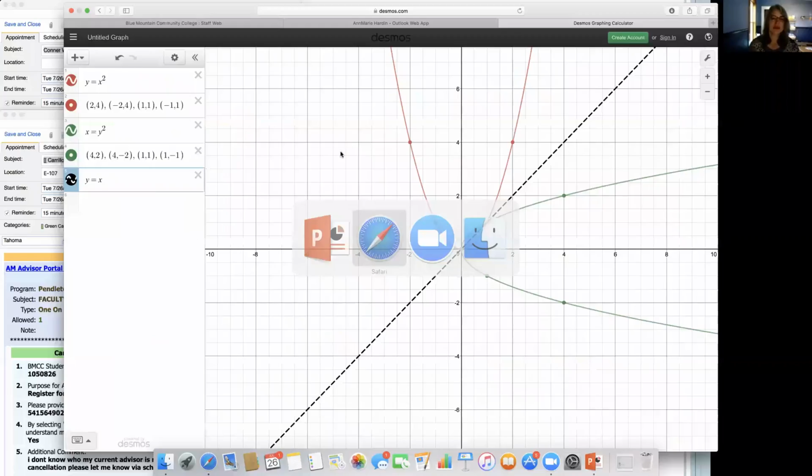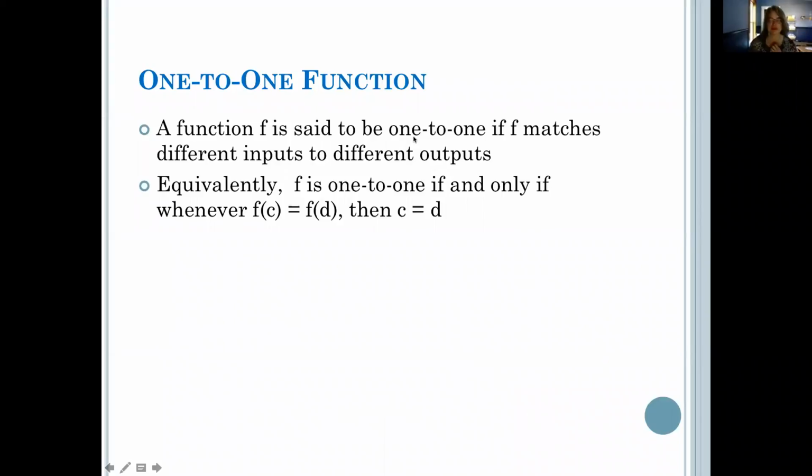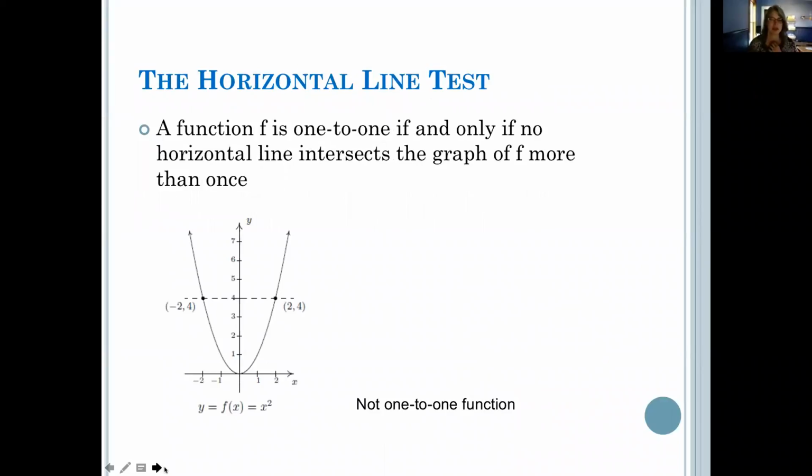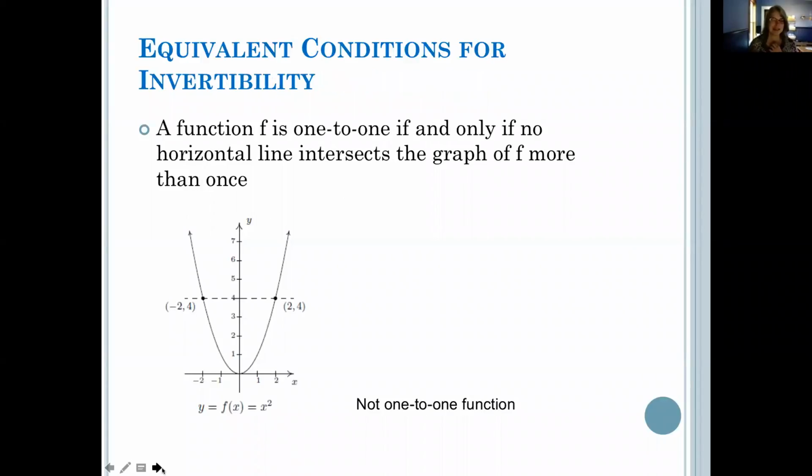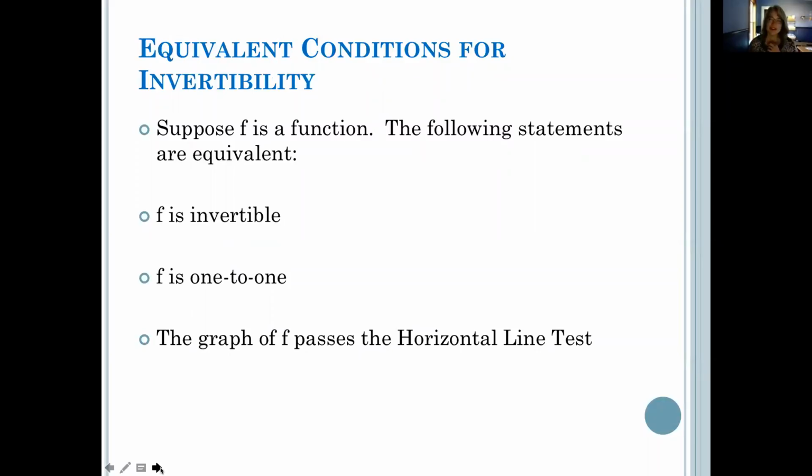So functions whose inverses are functions are said to be one-to-one. What that means is that they pass both the vertical line test and the horizontal line test. For every x, there is exactly one y, and for every y, there is exactly one x. So if f is a function that is invertible, then f is one-to-one, and the graph of f will pass the horizontal line test.